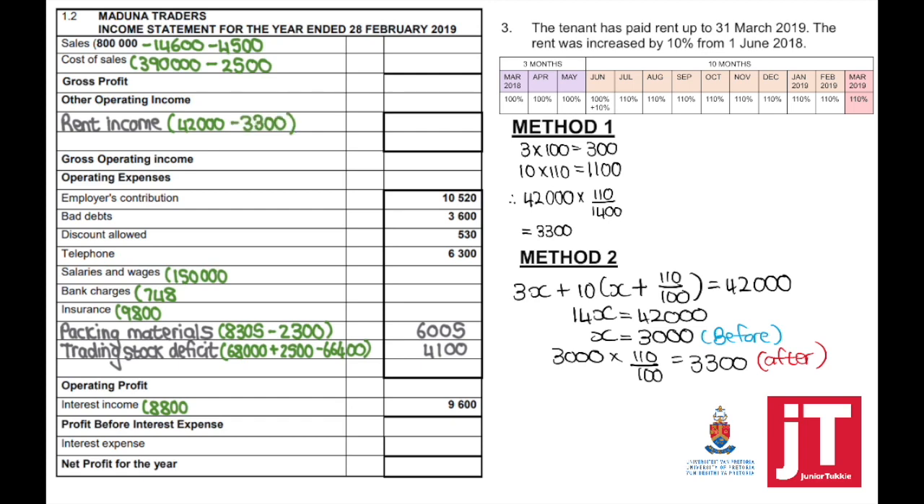What should happen with rent income minus 3,300? 1 month must be taken out. So our total income for this year is 38,700.